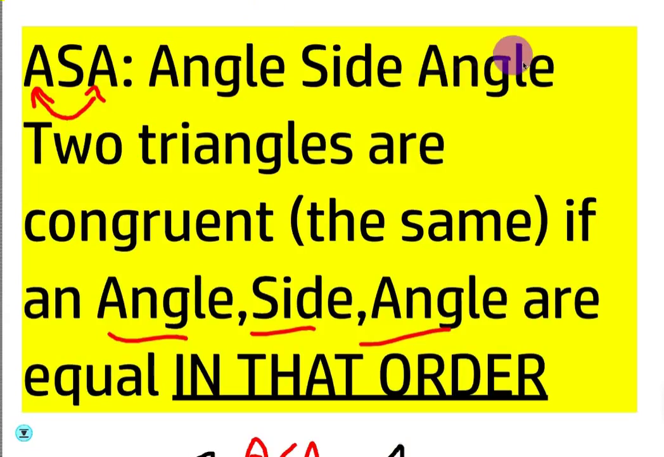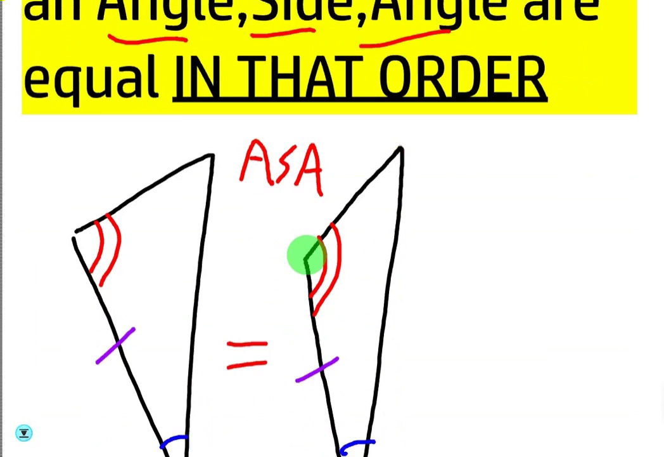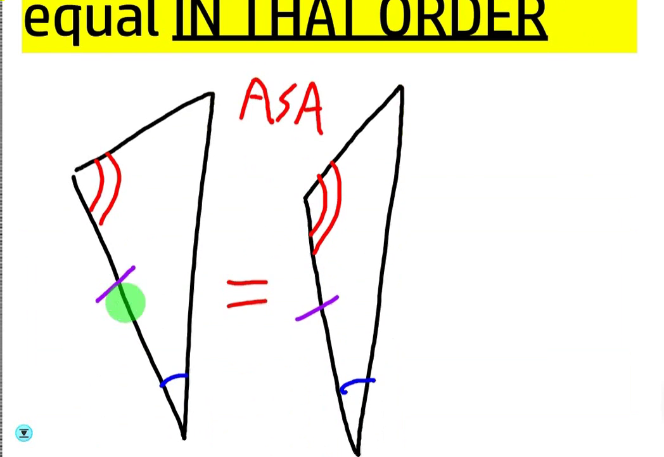This one is angle, side, angle, and again, if they are in that order, angle, side, angle, those two triangles are congruent. Let's see what that looks like. So down here we have angle, side, angle. If we start at the double arch, angle, side, angle. Over here we have angle, side, angle. Again, you can't draw the other triangle differently without making it the same as this one if their corresponding angle, side, angle in that order are the same. Therefore, they're congruent, they're the same triangle.